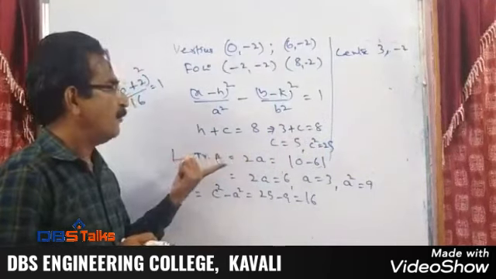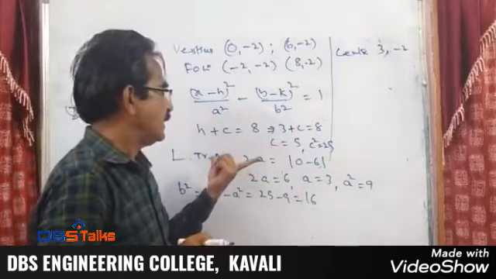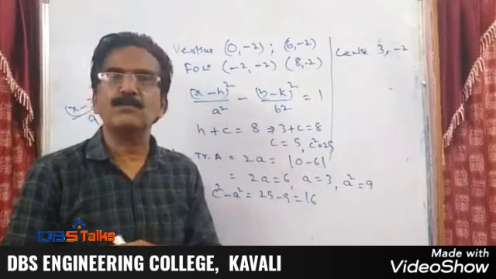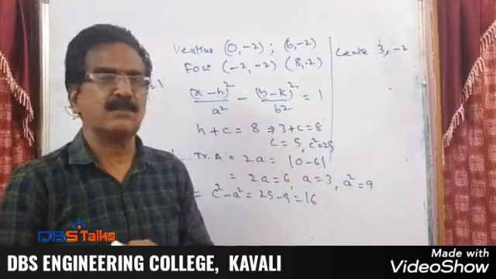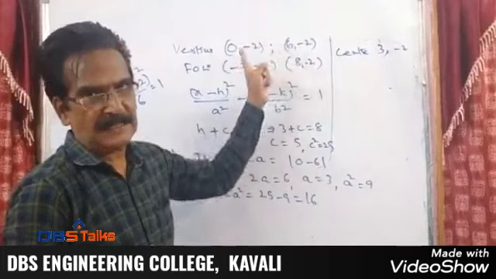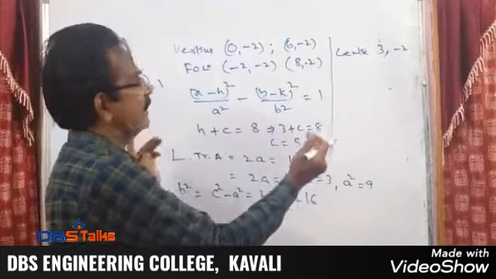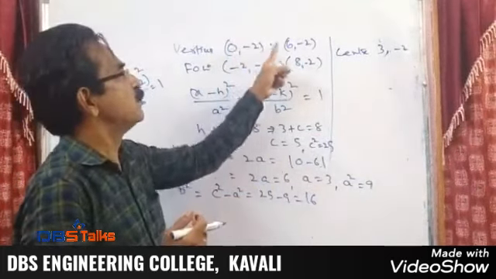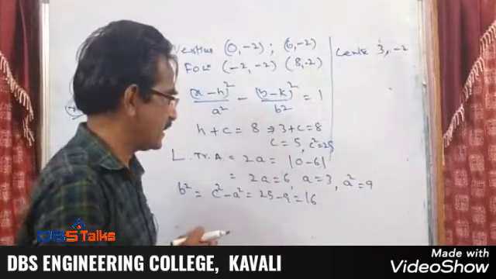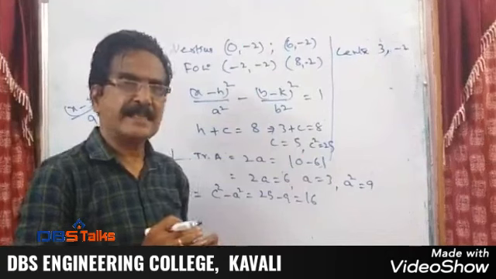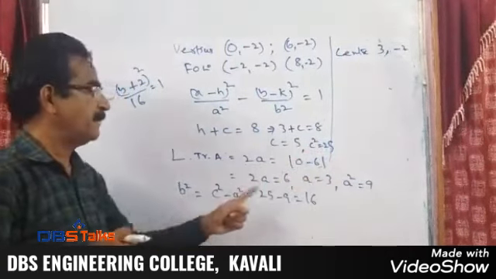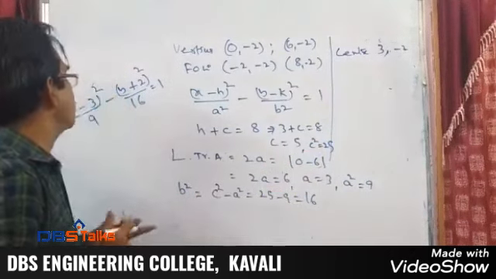And how have we found a? The length of the transverse axis is equal to 2a. 2a is the distance between the vertices, that is the distance between these 2 points, mod of 0 minus 6, that is 6. So 2a is 6, a is 3, a square is 9. So from a square and c square we can find b square. Now the equation is this, friends.